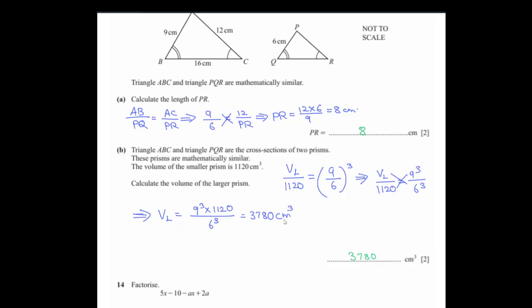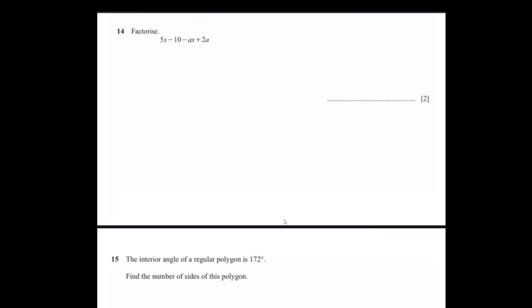Question number 13 is done. 14. Factorize 5x minus 10 minus ax plus 2a. Whenever we factorize, we need to take the common factor. From the first two terms, take 5 as common and write in brackets x minus 2. 5 into 2 is 10, so it is 2.